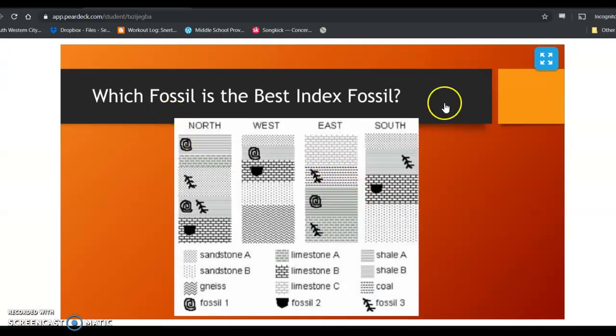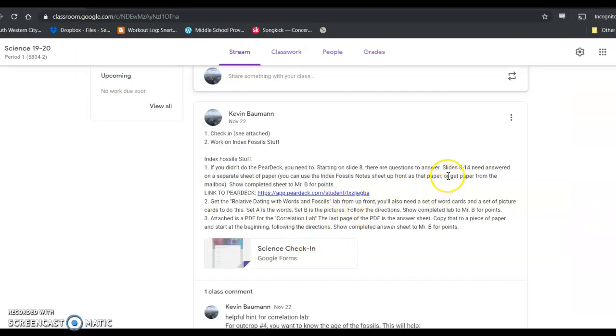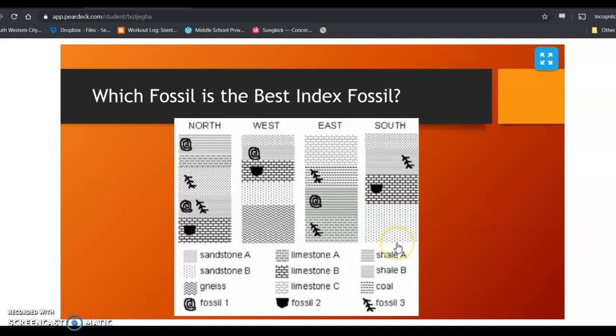Okay, here we are. Which index fossil is best? What slide is this? 15. Remember how many slides I told you to do? If you go back to the directions, it says you need slides 8 through 14. Technically, it's 7 through 15, but hey, you know what? Who's counting? Am I right?